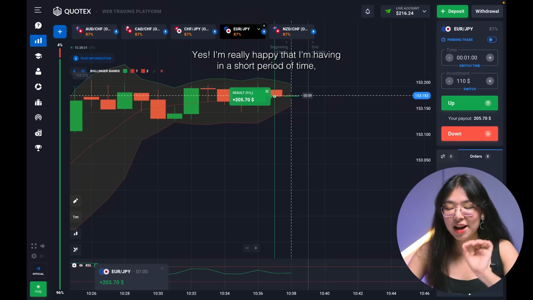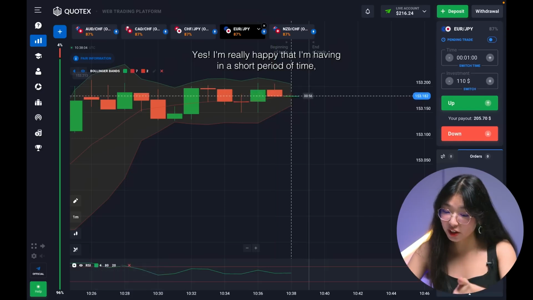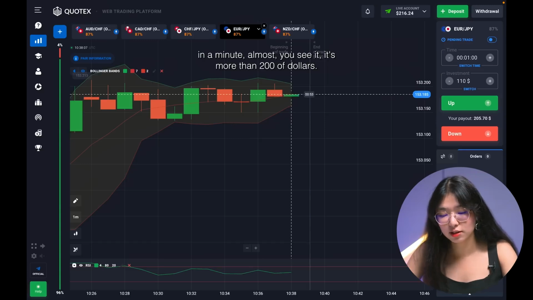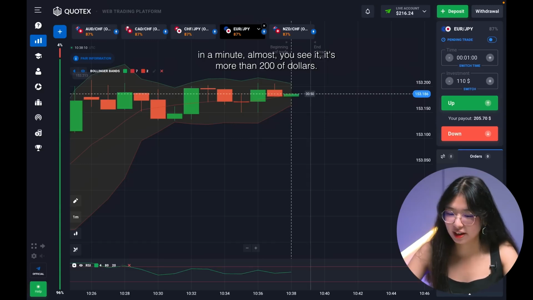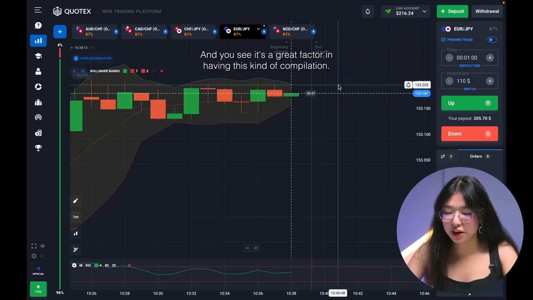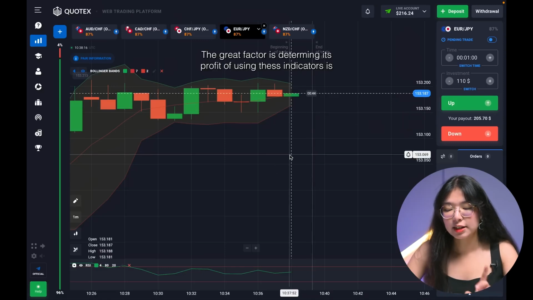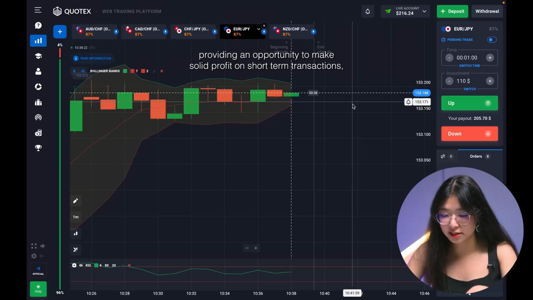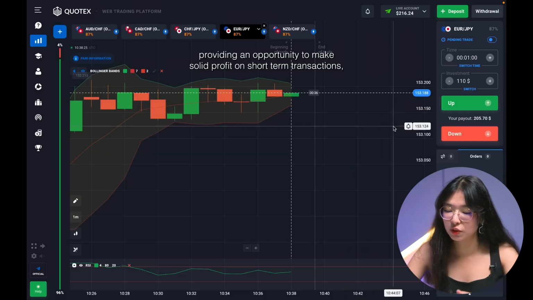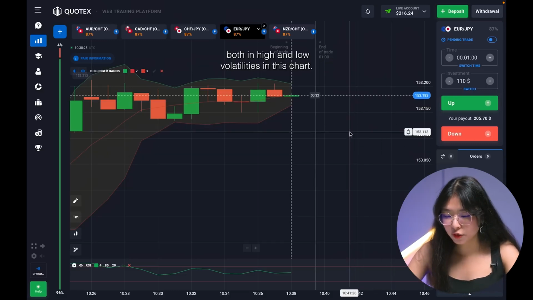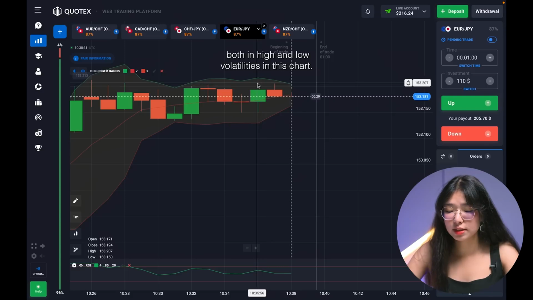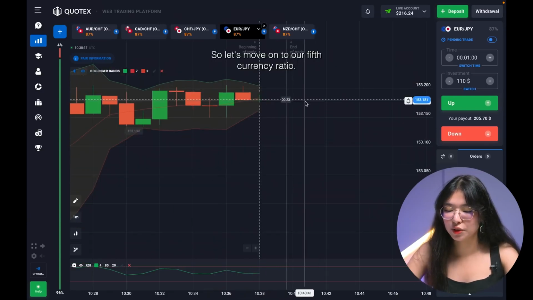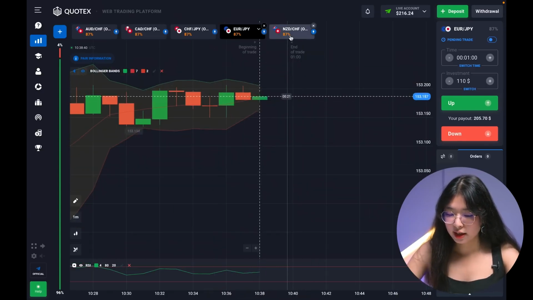Yes, guys, I'm really happy that in a short period of time, in a minute, I see almost more than $200 on my account. It's a great factor here. The great advantage of using these indicators is that they provide an opportunity to make really solid profit on short-term transactions, both in high volatility and low volatility on this chart. So let's move on to our fifth currency pair.